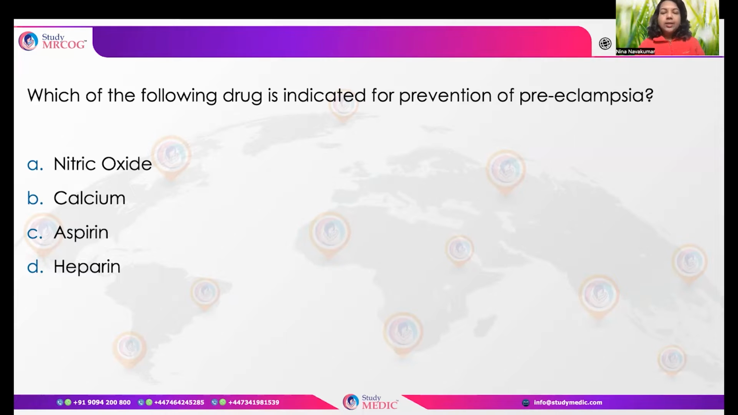And the second scenario can be hypertension with superimposed preeclampsia. So there is already a diagnosed case of chronic hypertension with superadded features of preeclampsia, like new onset proteinuria or any new onset elevation in liver enzymes or increasing creatinine or oliguria or any other symptoms, which can happen after 20 weeks of gestation.